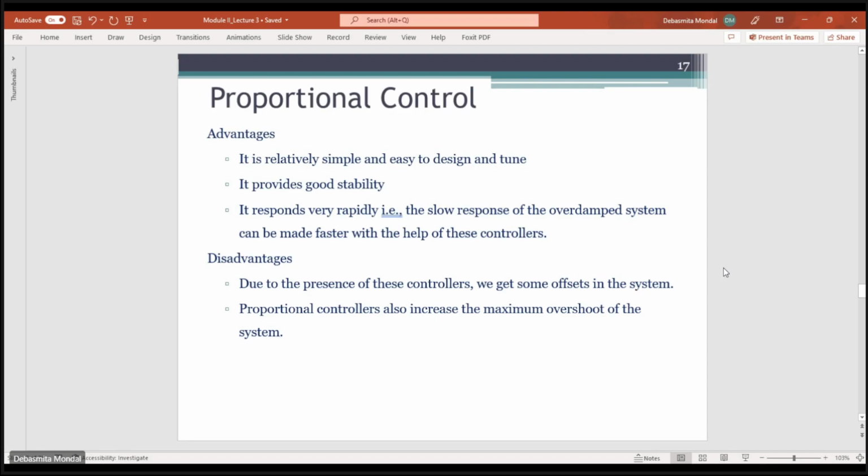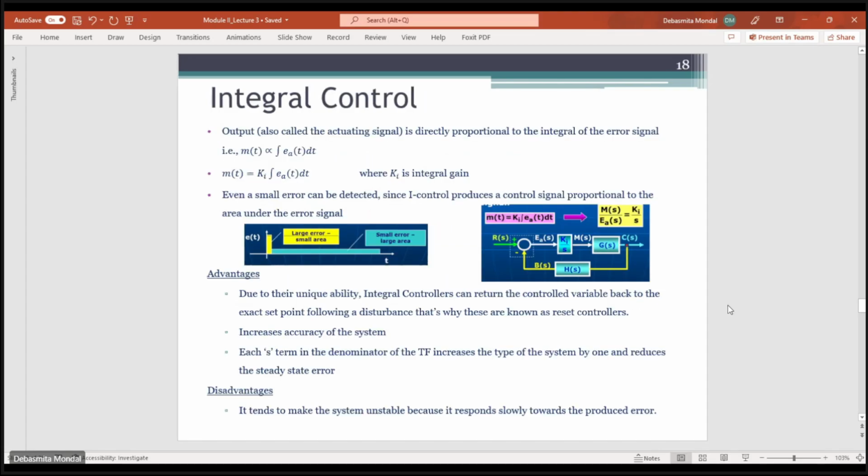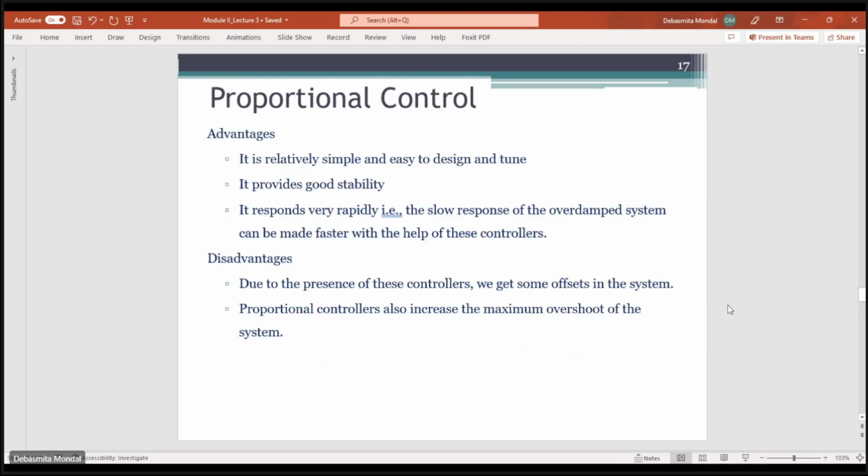So in the next class we'll see the other types of controllers, that is the integral control and the proportional and derivative control, and how this effect of offset and overshoot is basically reduced by introducing other kinds of control actions also. So that's all from my side today.